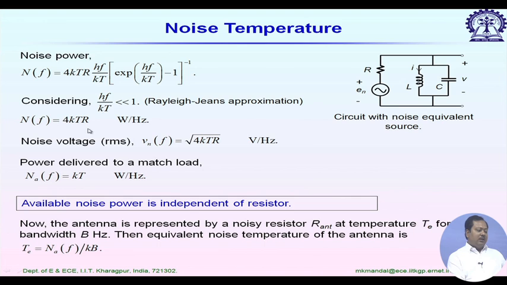So this is the noise power available, the noise power generated by the resistor. The corresponding noise voltage RMS value is given by square root of this, 4kTR volt per hertz. We are not considering any bandwidth. So if we consider the noise power over some given bandwidth B, then we have to introduce a bandwidth term here, and it will become square root of 4kTR into B.